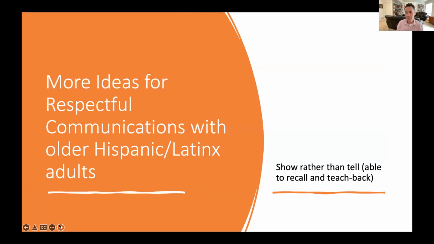More ideas. I think the biggest one from my research is show rather than tell, meaning have the patient talk back to you and say, hey, would you help me understand how you understand this? And have that person relate to you the ideas of care. All right, next slide.